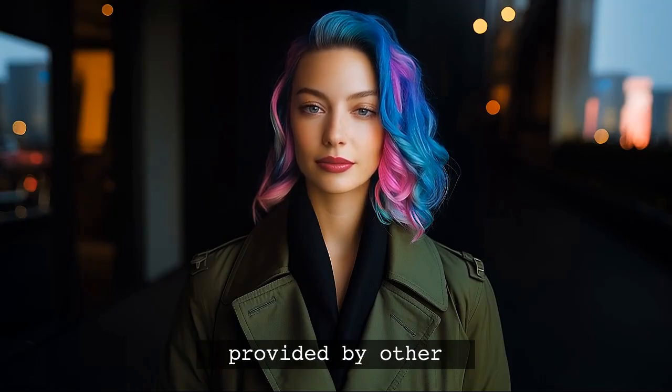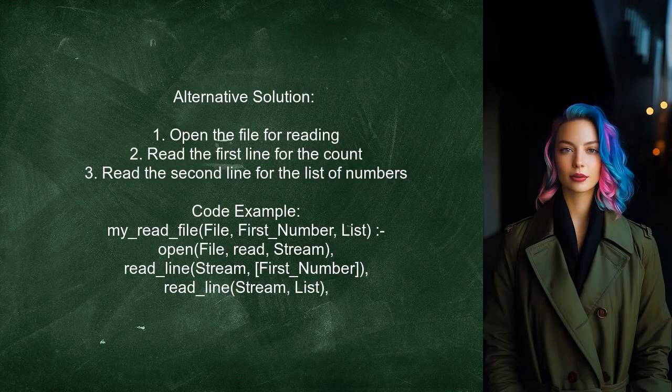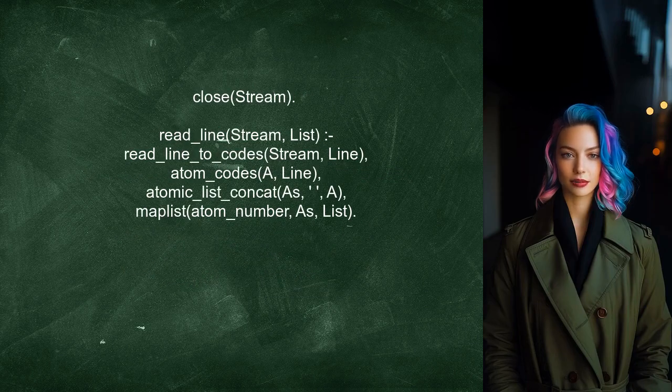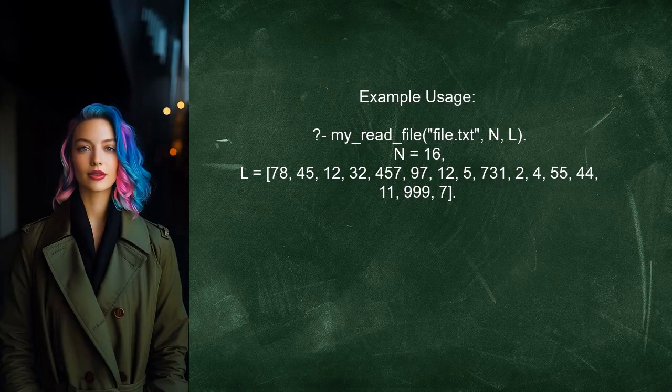Now let's look at the answers provided by other users. An alternative solution provided by a user involves creating a Prolog predicate to read the file. They open the file, read the first line to get the number of entries, and then read the second line to extract the list of numbers. In their example, when calling the predicate with a file named file.txt, it successfully retrieves the number of entries and the list of numbers as integers.